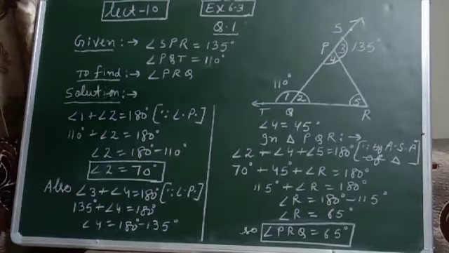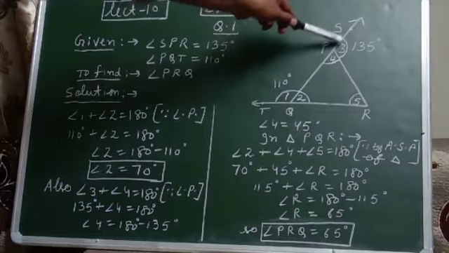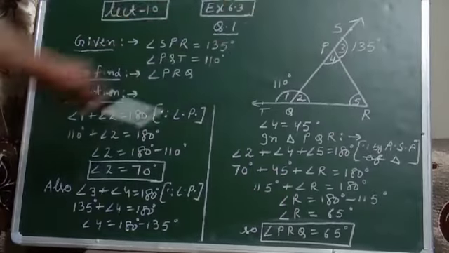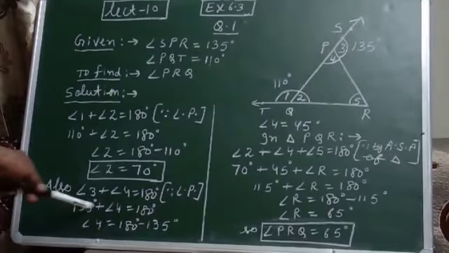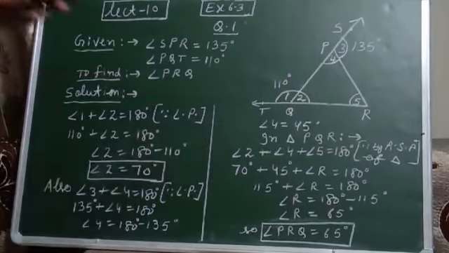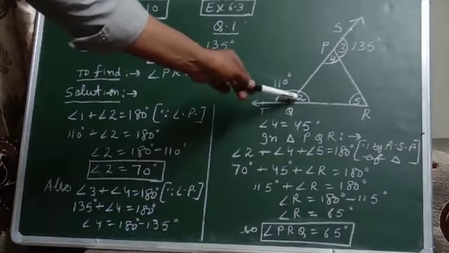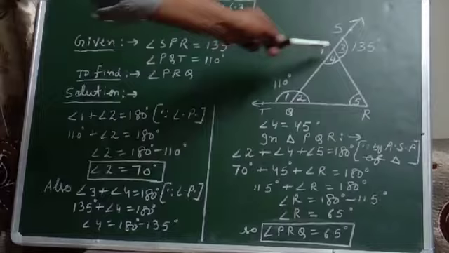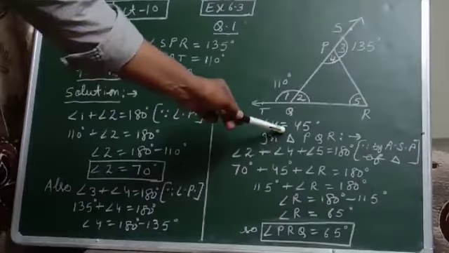In the same way, again we apply the result of linear pair. This is also a line, so angle 3 plus angle 4 is again 180. In place of 3, we put 135. This 135 will become minus here, so the value of angle 4 is 45. So first we apply the linear pair result and find angle 2, which is 70. Then we apply the linear pair result here and find angle 4, which is 45.